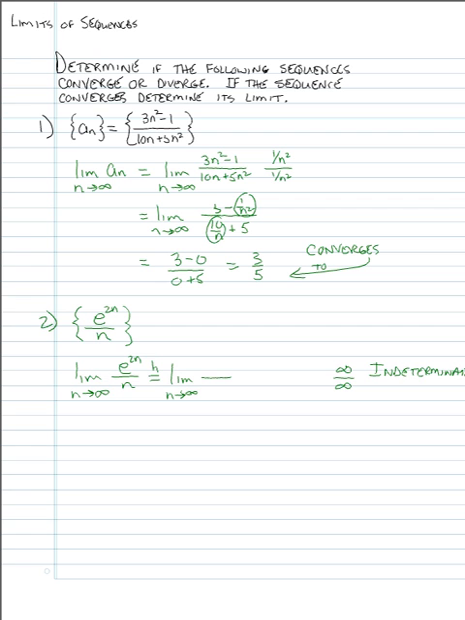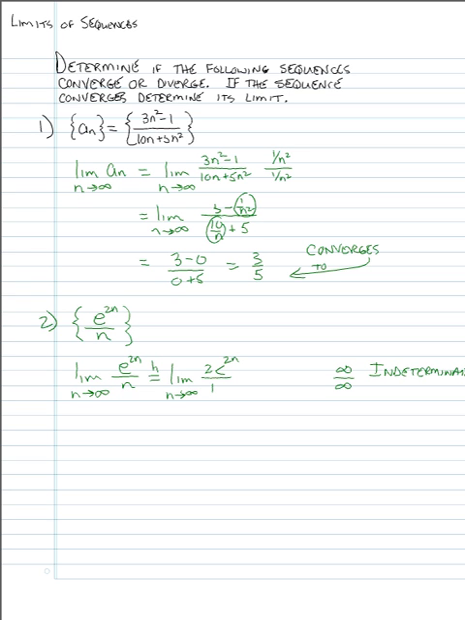Okay, well, the derivative of e to the 2n with respect to n, well, it's e to the same power, but then it's times the derivative of the power, which would be 2. So when we take that derivative, we get 2 times e to the power 2n. Now the derivative of n, that is the denominator, with respect to n, is just 1.